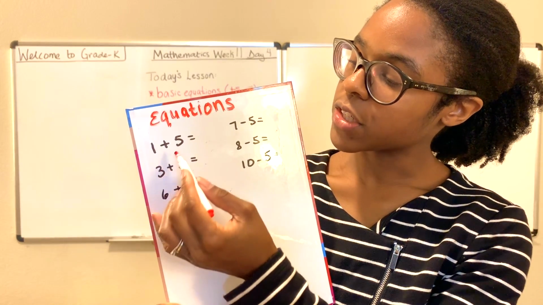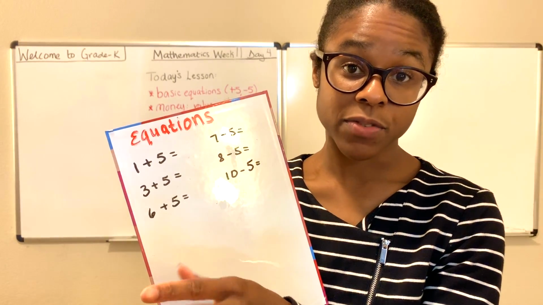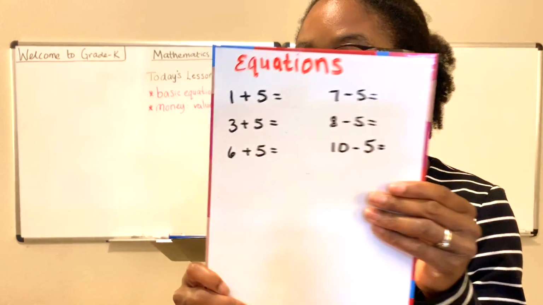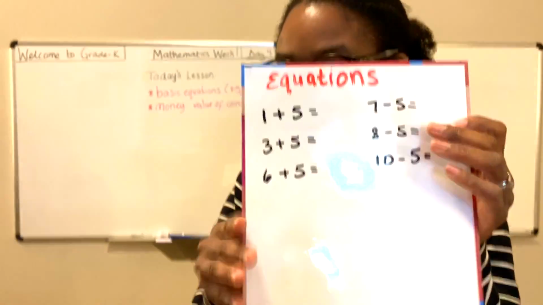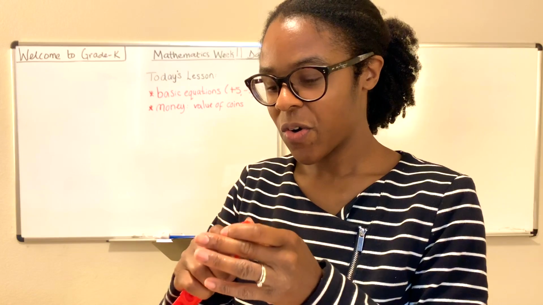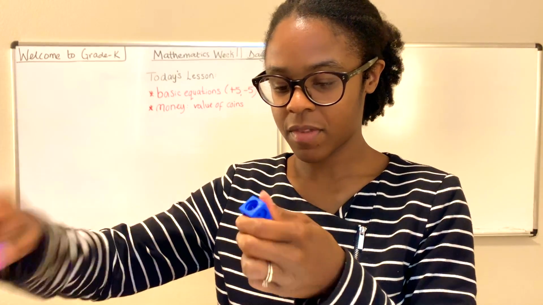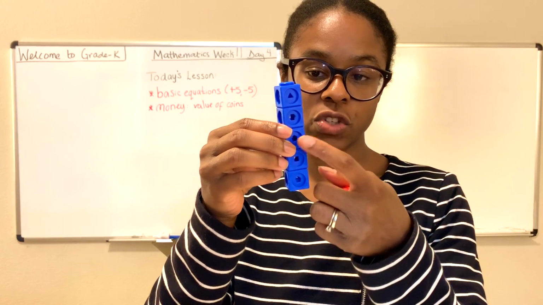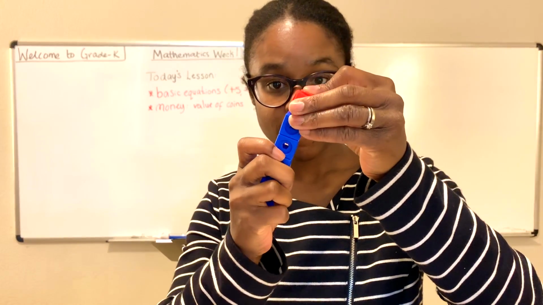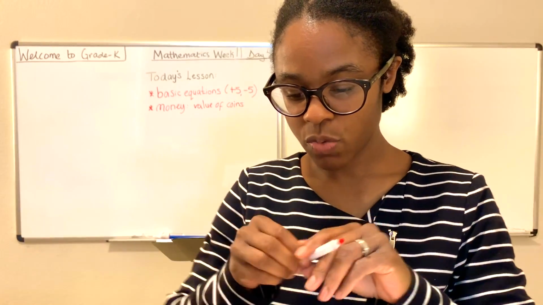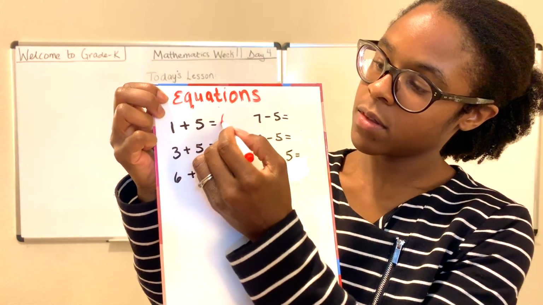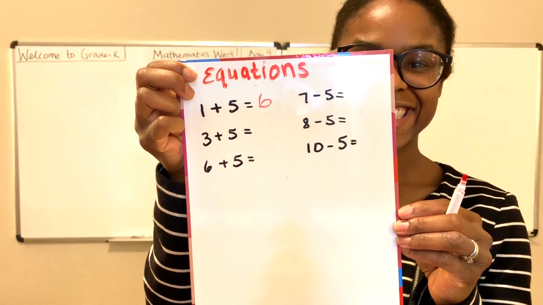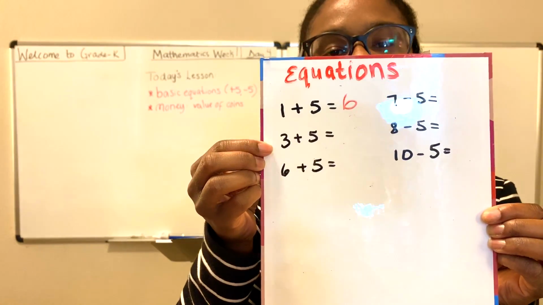So the first equation says, what is 1 plus 5? 1 plus 5 equals what number? So we're going to find out by getting 1 plus 5. So we have 5 blocks, cubes, 1, 2, 3, 4, 5, 6. So 1 plus 5 is 6.